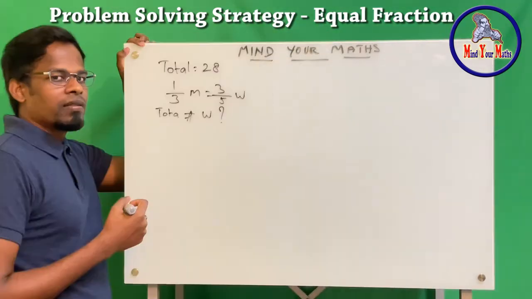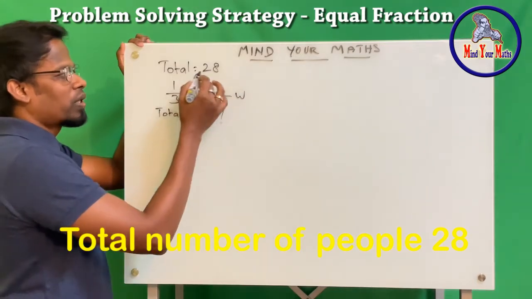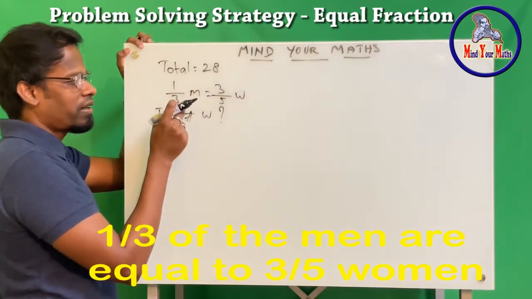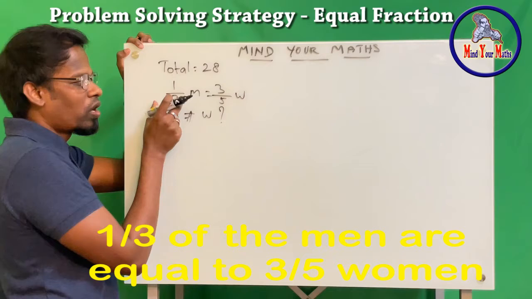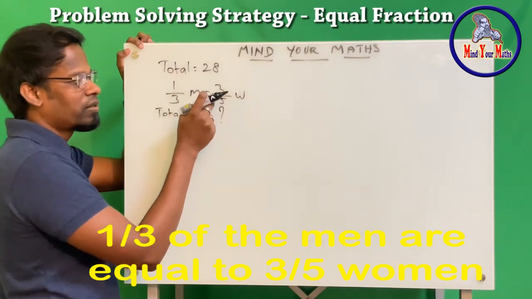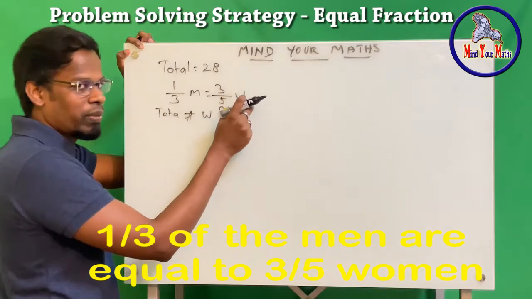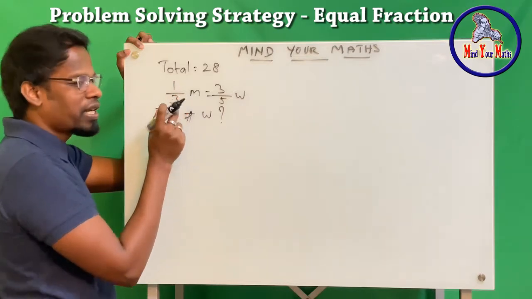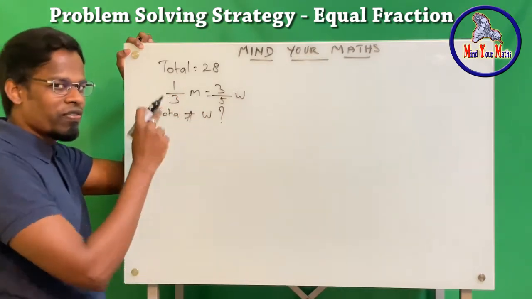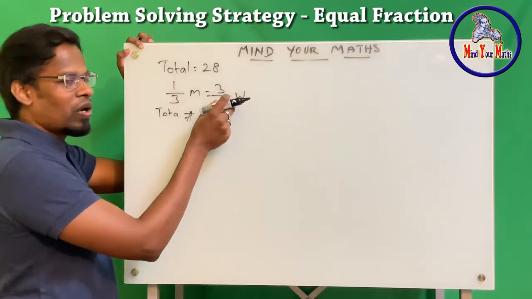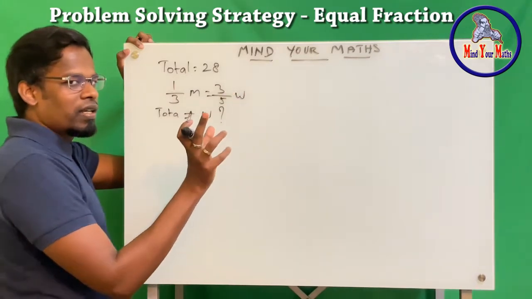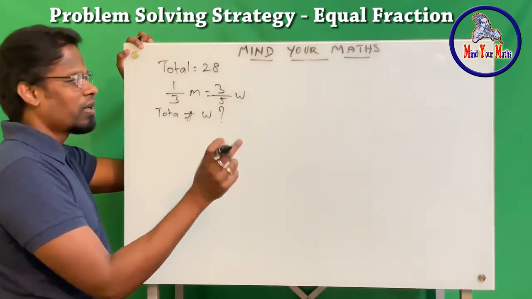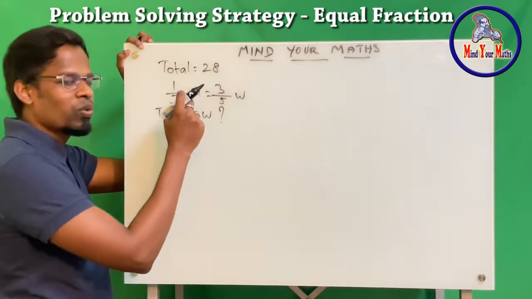So as per the problem, the total number of people in the library is 28, right? And then it is given that 1/3 of the men is equivalent to 3/5 of the women. Now what it means is that if you put the men into 3 groups, one group of men is equivalent to, if you put all the women into 5 groups, 3 groups of women from those 5 groups. That is equivalent to this one group of men. So that's what the problem suggests.